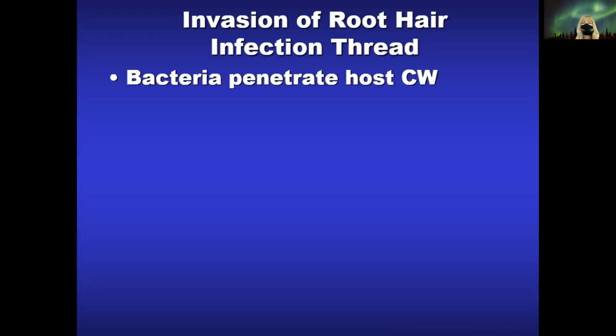So the invasion step is when the bacteria have to make it past the cell wall of the root hair. They've got to get through that, and that's a very controlled process. Again, the cell wall is loosened up enough for them to get through, but the bacteria don't obliterate it. It's, let me squeeze through the cell wall area.